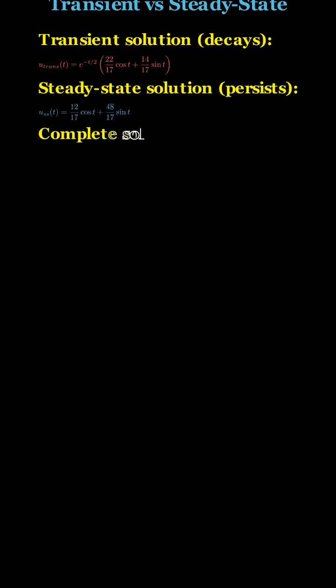The solution consists of two parts: transient terms that decay exponentially, and steady-state terms that persist indefinitely. For large time values, the transient solution becomes negligible, and the system approaches the steady-state oscillation.